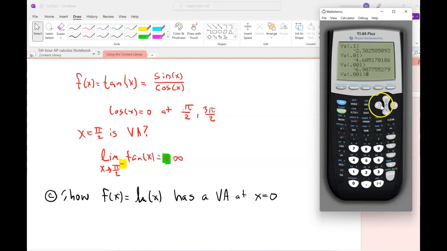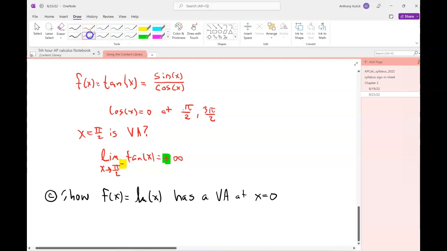So your calculator can give you misleading pictures because it has only so many pixels. Let's get real close to 0. So it just keeps getting smaller the closer you get, right? So what can we say? The limit as x approaches 0 from the right of f of x equals negative infinity.